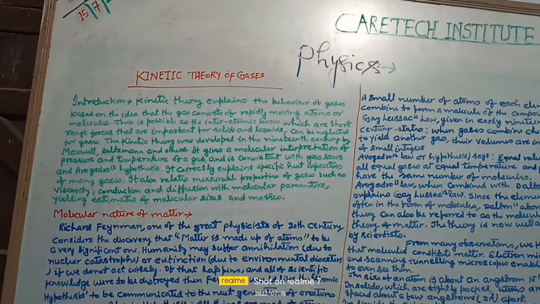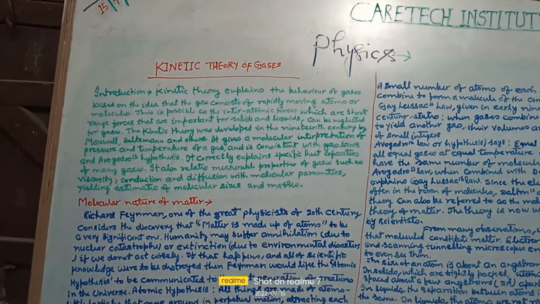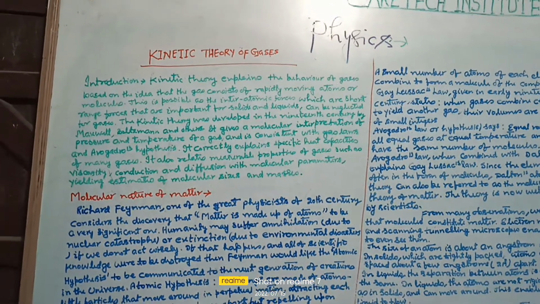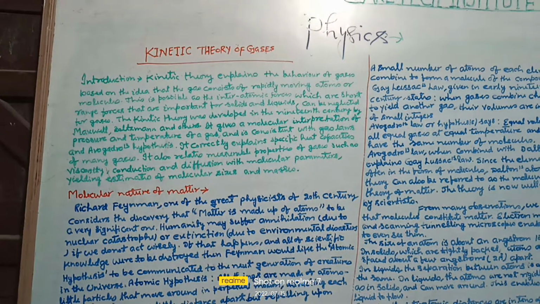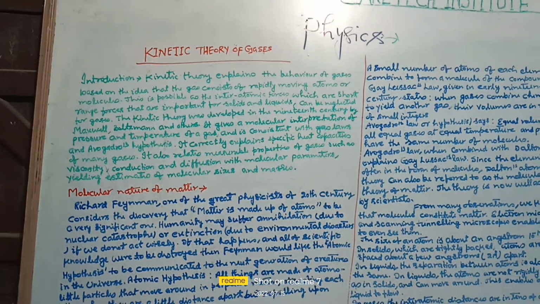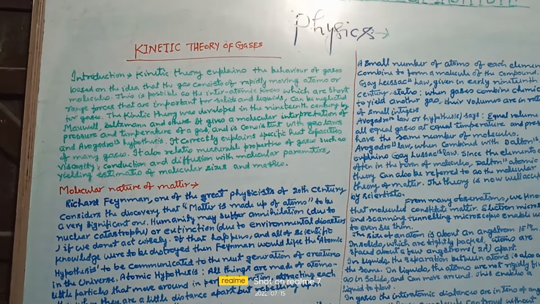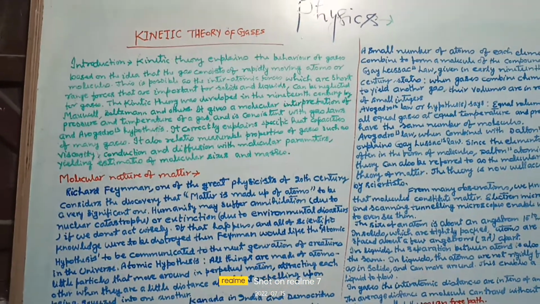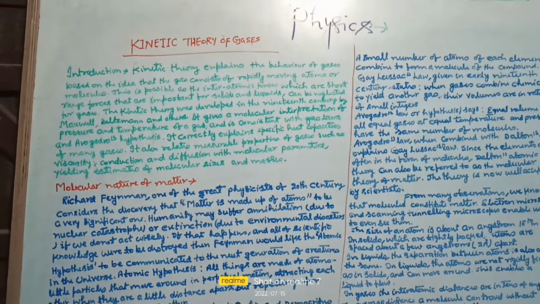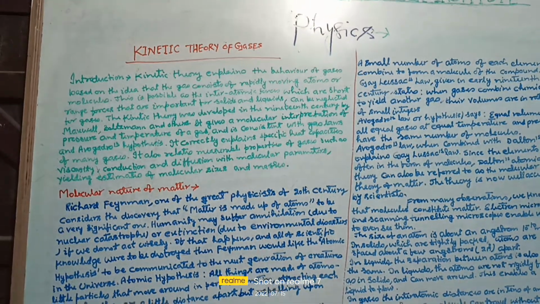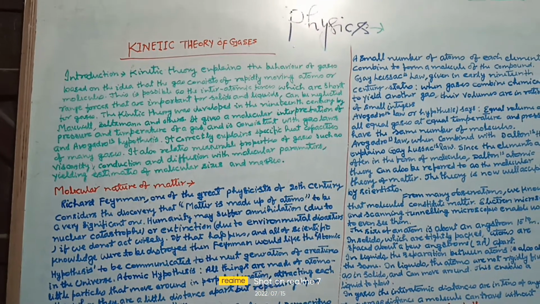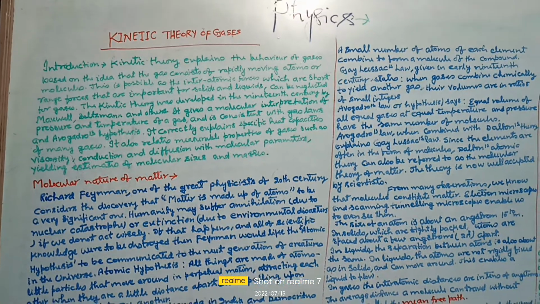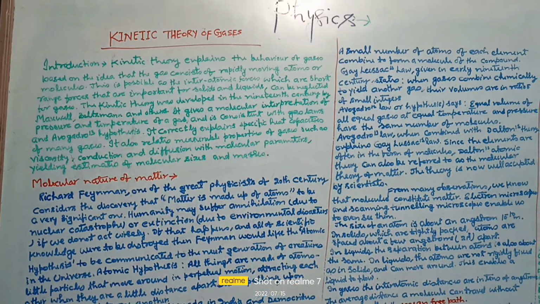Today we shall study about kinetic theory of gases. Kinetic theory explains the behavior of gases based on the idea that the gas consists of rapidly moving atoms or molecules. This is possible as the interatomic forces, which are short range forces that are important for solids and liquids, can be neglected for gases. The kinetic theory was developed in the 19th century by Maxwell, Boltzmann, and others.